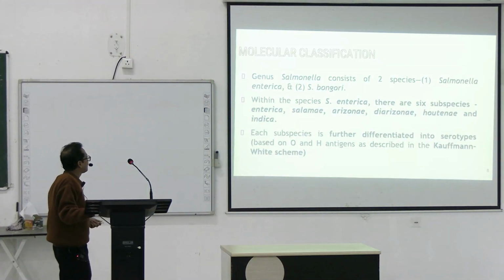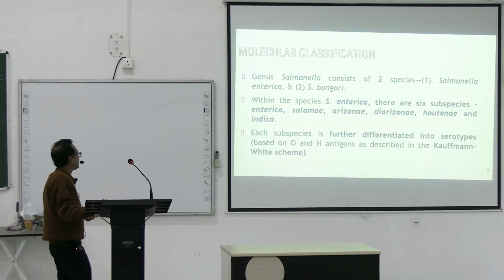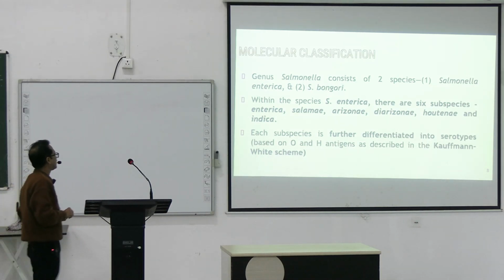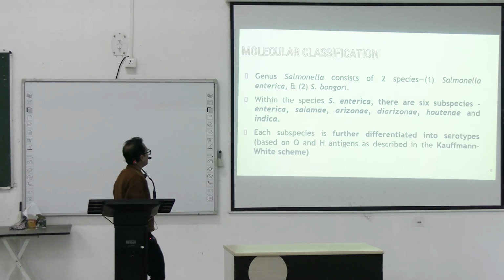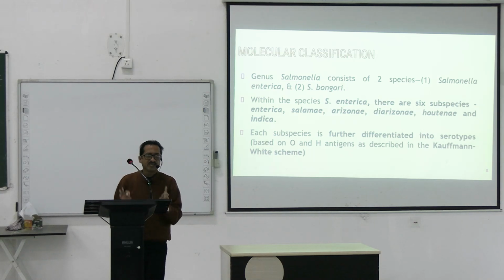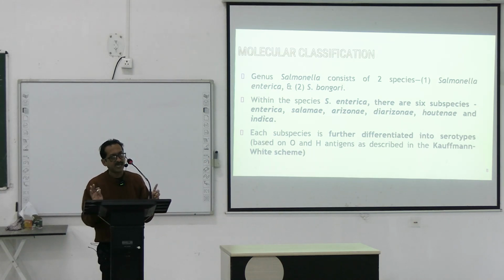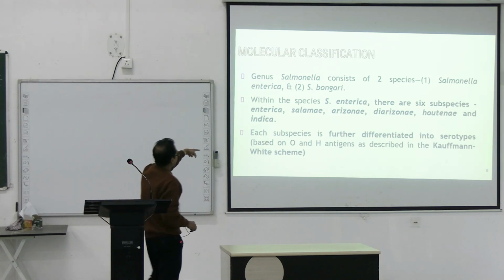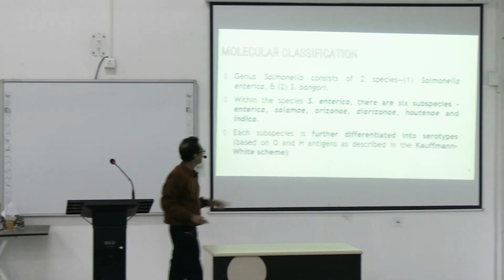2 species, Salmonella enterica and Salmonella bongori. Among the Salmonella enterica, there are 6 subspecies: Enterica, Salamae, Arizonae, Diarizonae, Houtenae, Indica. Even if you don't remember all, remember the first species and first subspecies, that is enterica.